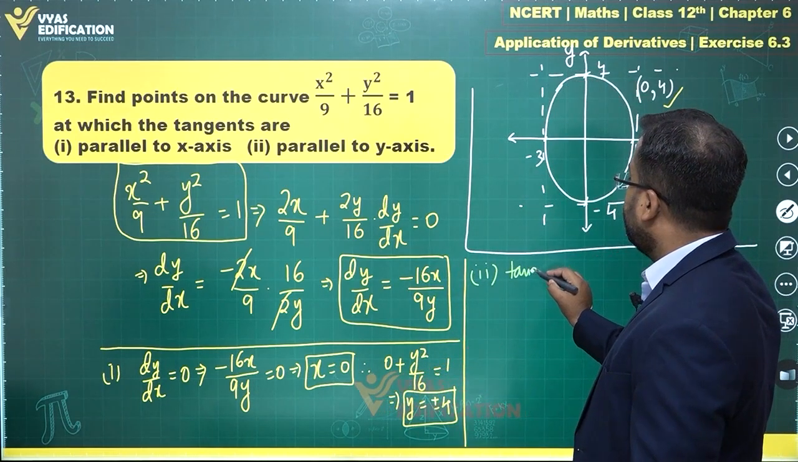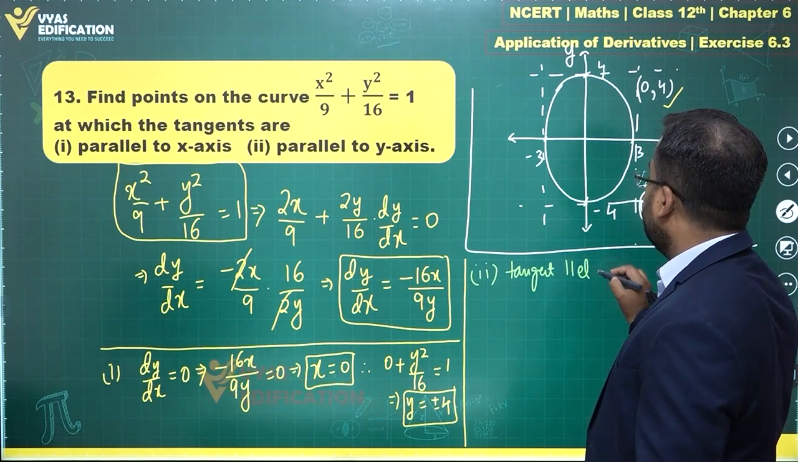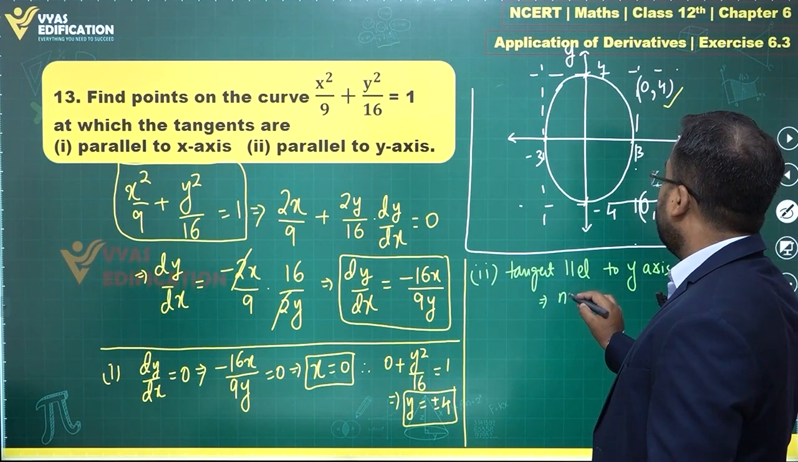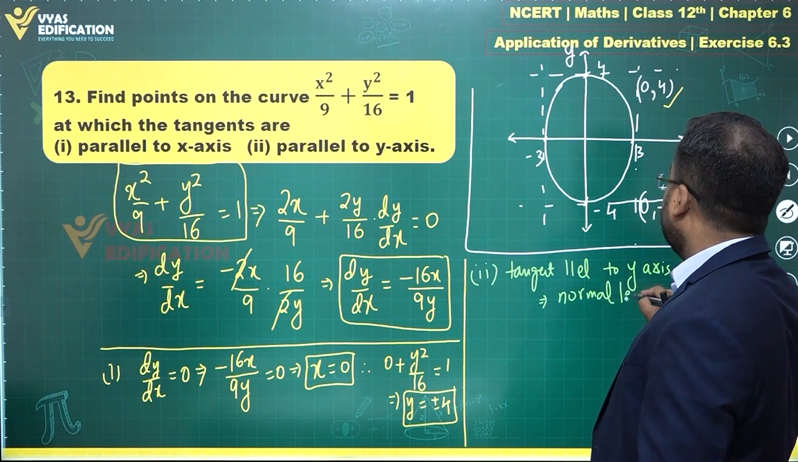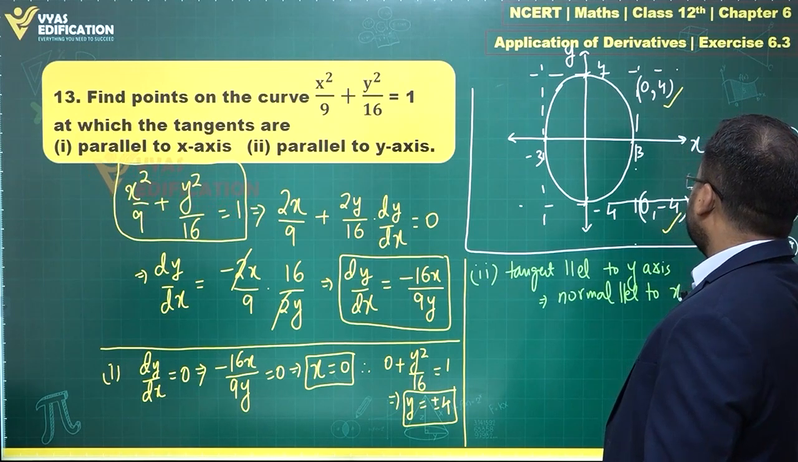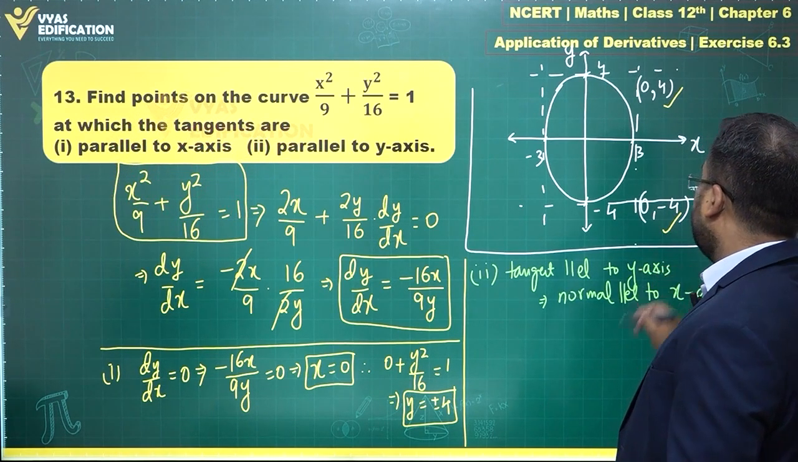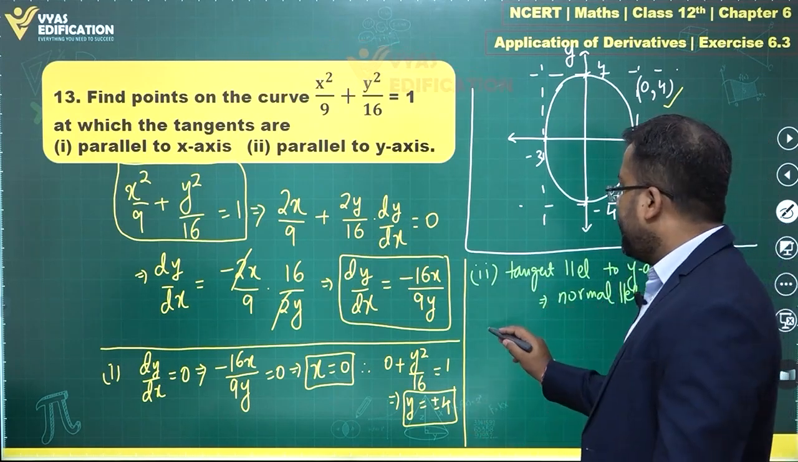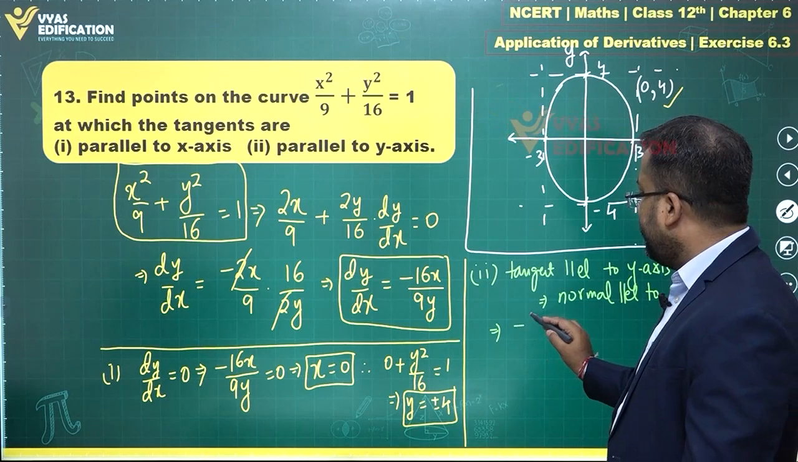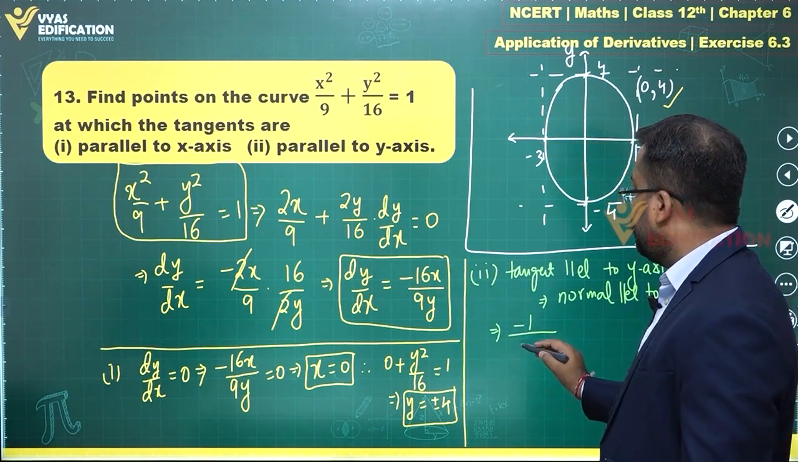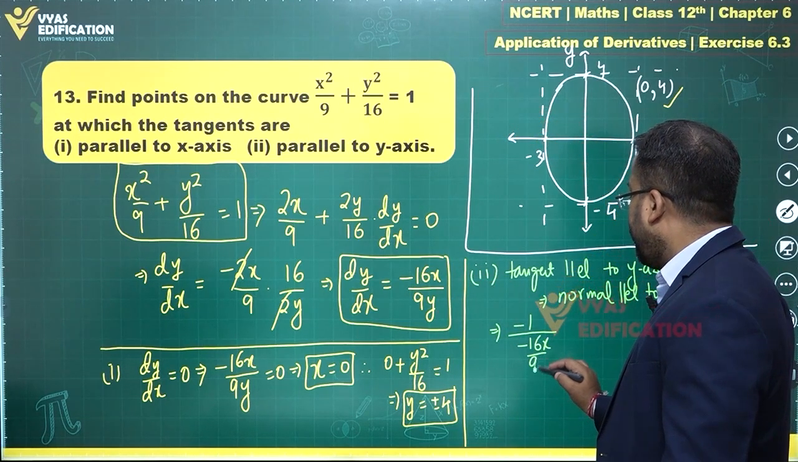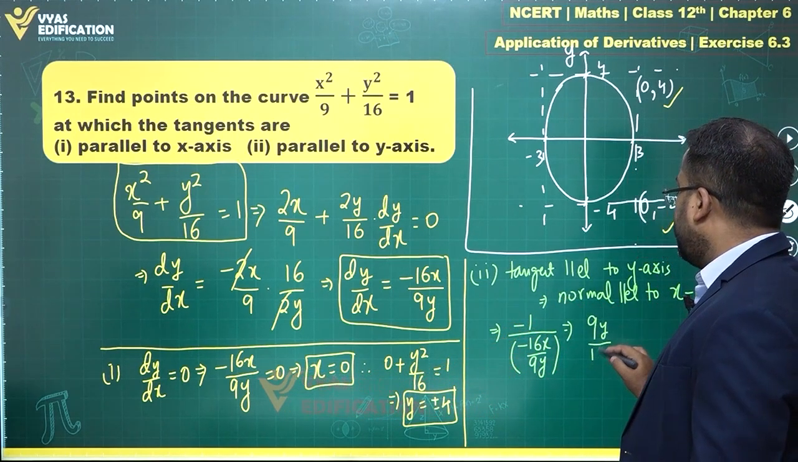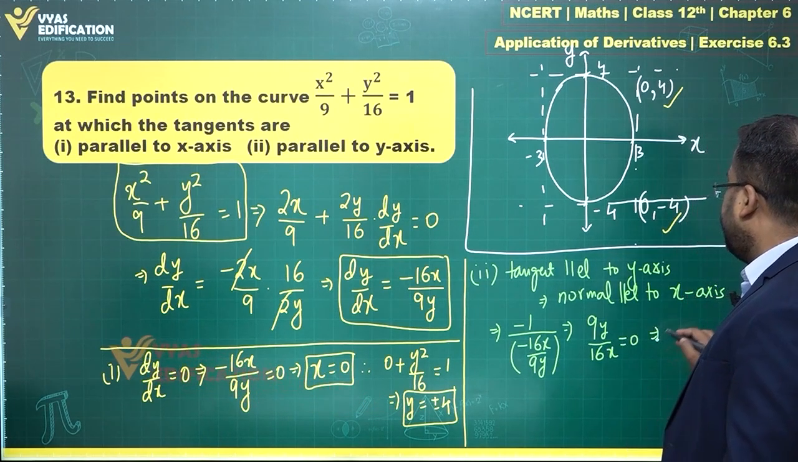Tangent parallel to y-axis implies normal parallel to x-axis. Okay, that's pretty simple. If normal is parallel to the x-axis, therefore the slope of normal will be 0. Implies minus 1 upon that derivative, minus 1 upon this dy by dx, which is minus 16x upon 9y, is equal to 0. This gives me simply 9y upon 16x is equal to 0, which further tells me that y equals 0.